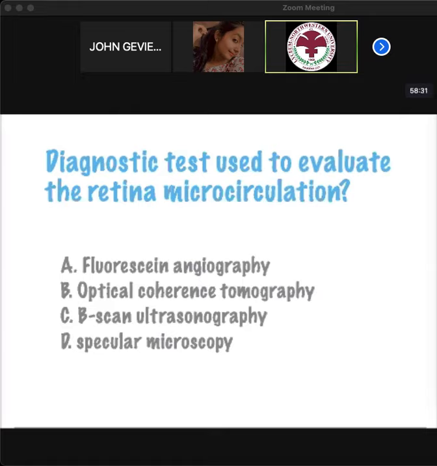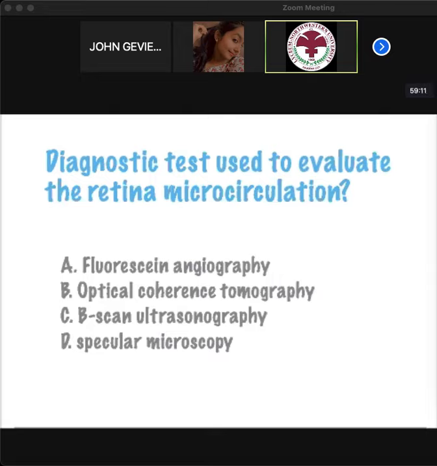B-scan ultrasound, we use that if there is significant media opacity such as cataract or vitreous hemorrhage, or corneal opacity, when you want to evaluate the posterior segment. However, the retinal details you cannot see on ultrasound. It will just show you if there are any opacities or membranes in the vitreous cavity. Specular microscopy usually detects the number of cells in the cornea. So it's not related to the retina.